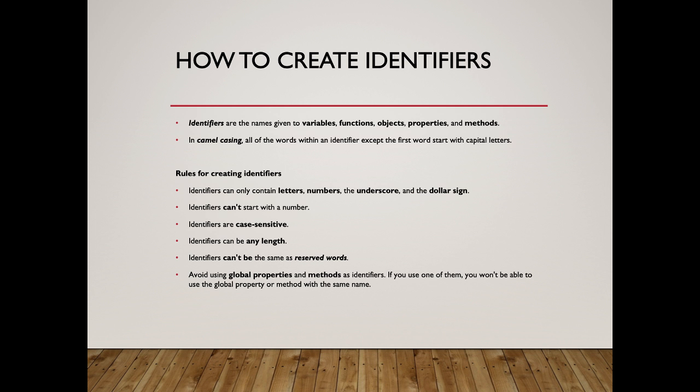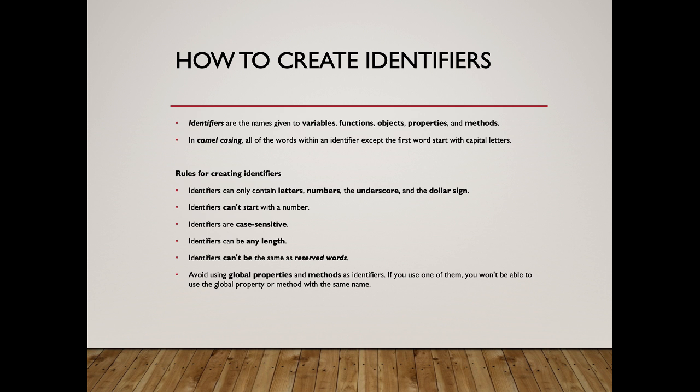So identifiers are names given to variables, functions, objects, properties, and methods. Mostly when you do these, you can use var, let, or const to declare them, as well as you can just declare a named function. In camel casing, all the words within an identifier except for the first word start with a capital letter. So if you have something that makes up 3 words in a regular sentence, you just push them all together and capitalize the second and continued words.